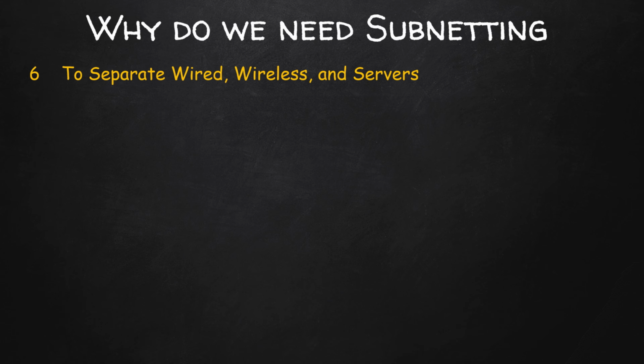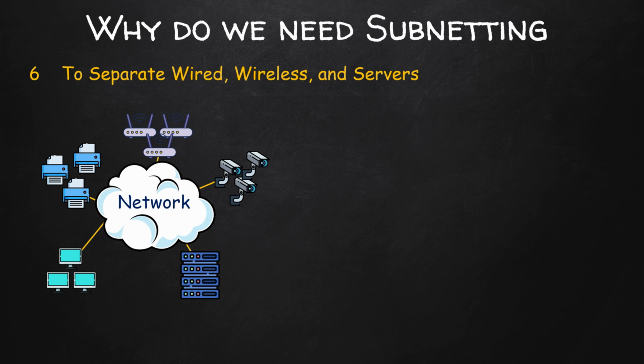Point number 6, to separate wired, wireless and servers. So if you are connecting all of your devices in your organization into a single large network, then there is no network boundary available for multiple devices. For example, all of your computers, servers, CCTV cameras, access points, printers and any other devices are part of the same network. So the unwanted traffic and broadcast messages will go to each and every device unnecessarily. This will make a huge problem.